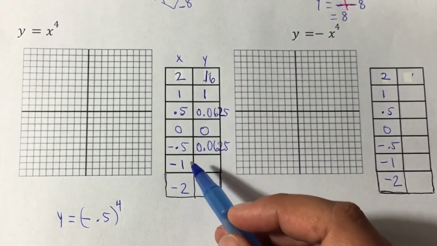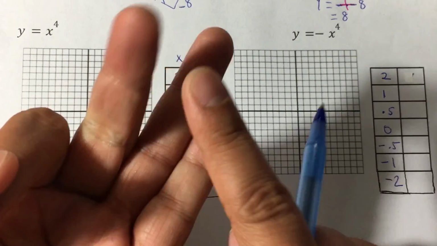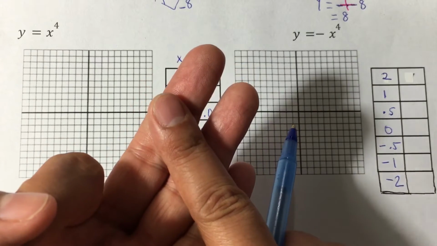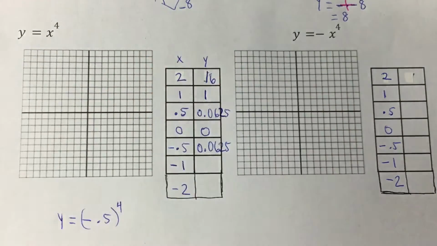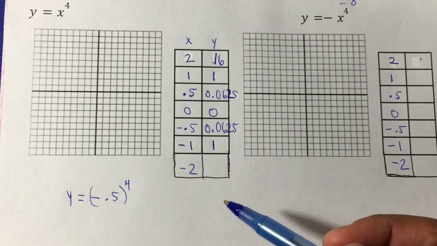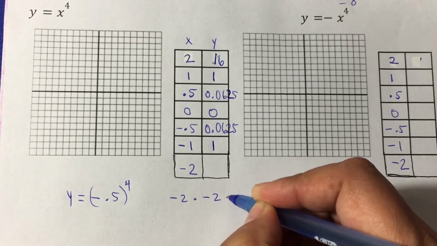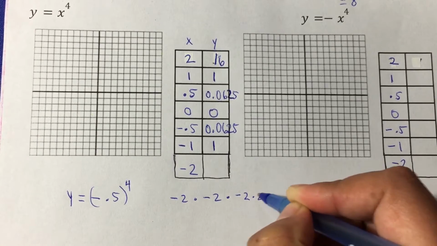Okay, the same here. Negative 1 times negative 1 is positive 1, times negative 1 is negative 1, times negative 1 is positive 1. And the same thing is going to be here. Negative 2 times negative 2. Let me write it down. Negative 2 times negative 2 times negative 2 times negative 2.